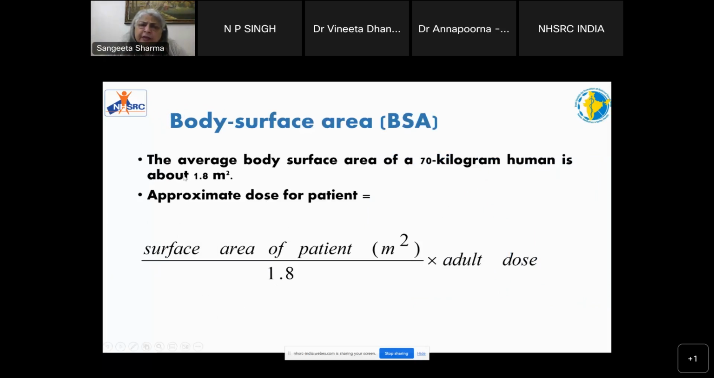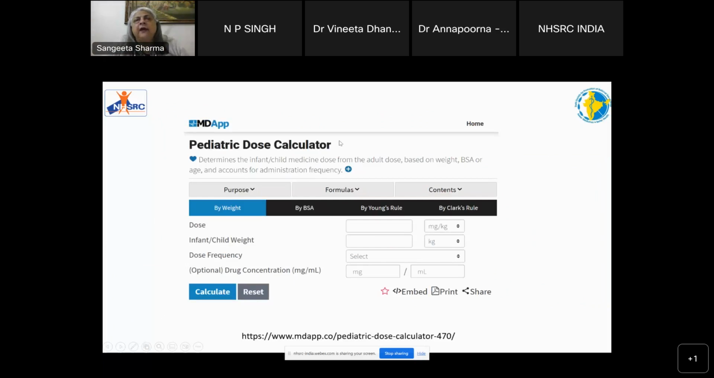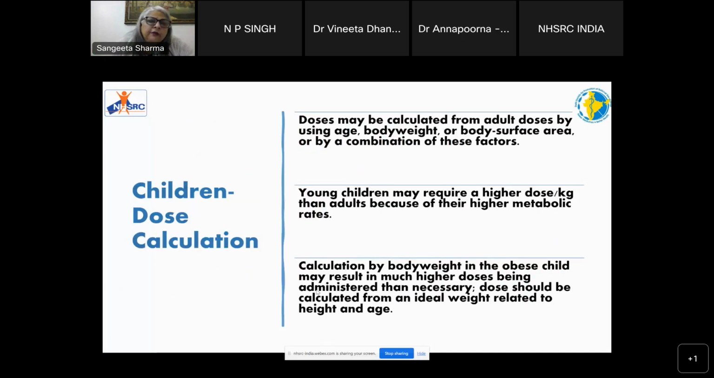So this can be calculated based on the body surface area. I think we have internet now. All of us are carrying smartphones with us. If you go on the internet, I found this pediatric dose calculator. It can help you calculate by weight, by body surface area, by Young's rule, by Clark's rule, and you can make use of these gadgets for calculating whenever you are in doubt.